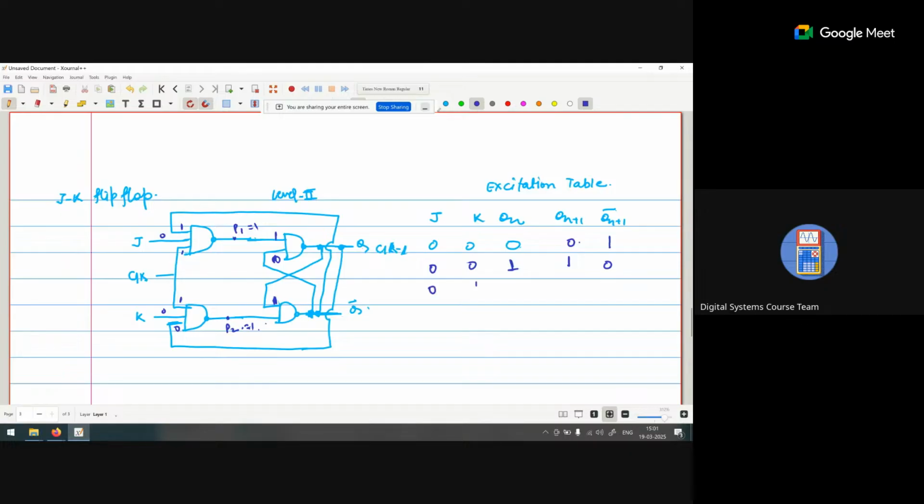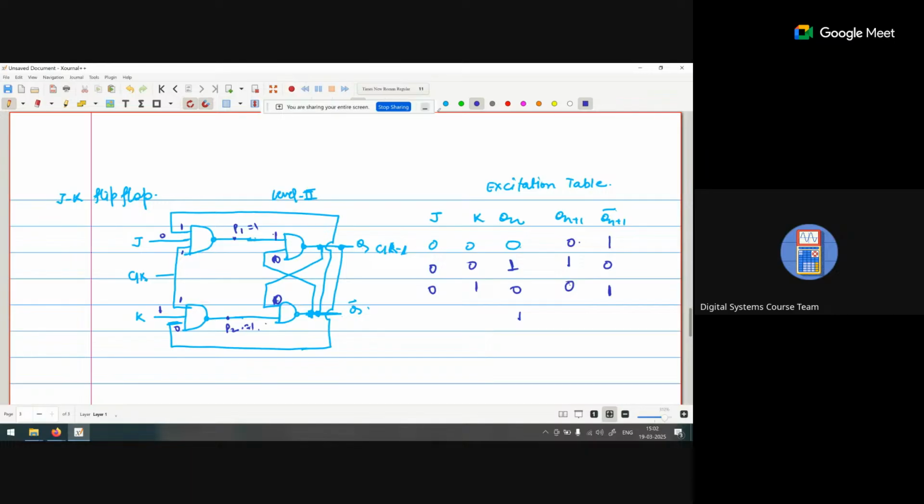Now when JK is 0, 1, so J is 0 and K is 1. Again Qn is 0, and 1. So Q is 0, so here we get 0, and Q bar as 1, so we get 1. So again the P1, P2 points will be 1. So P1 is 1 and this one is 1. Now if Q is 0, Qn is 0. So this 0 goes to this one, so this becomes 0. So Q bar is 1. And if Q bar is 1, Qn is 0.